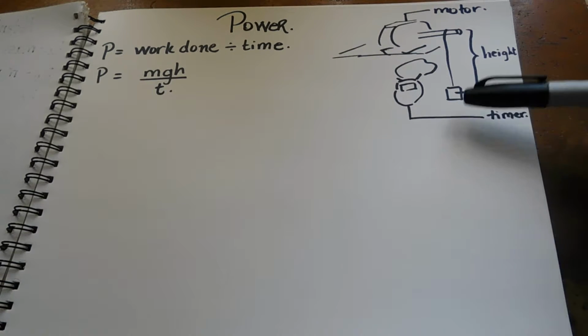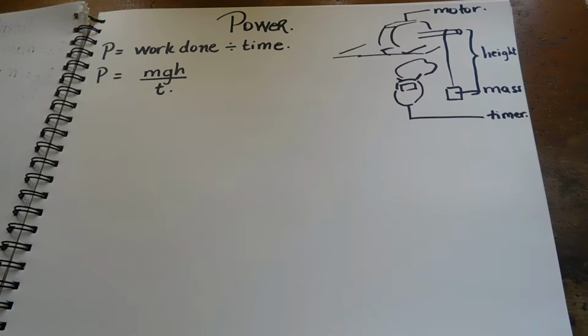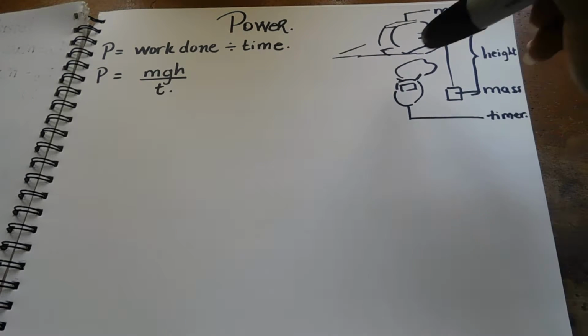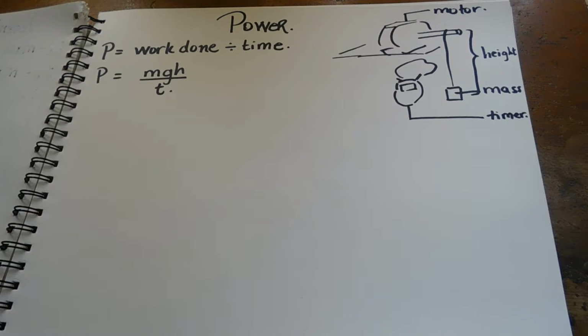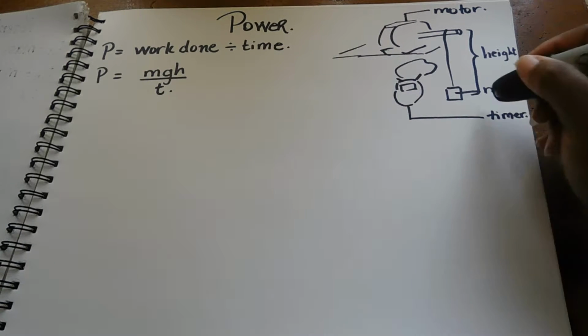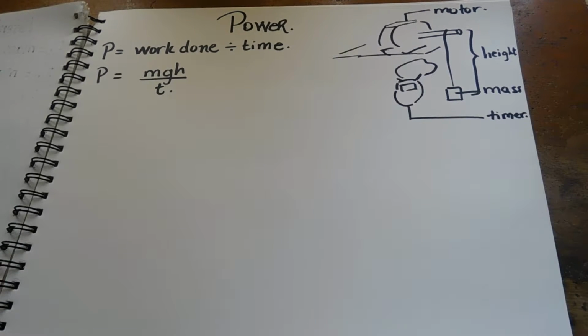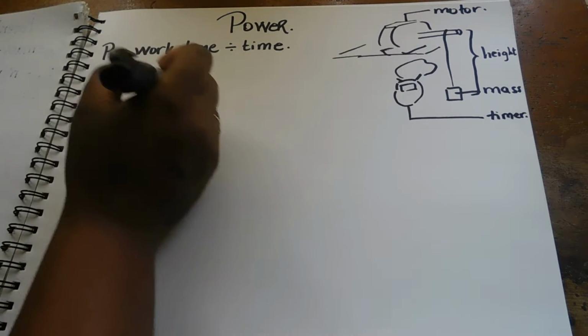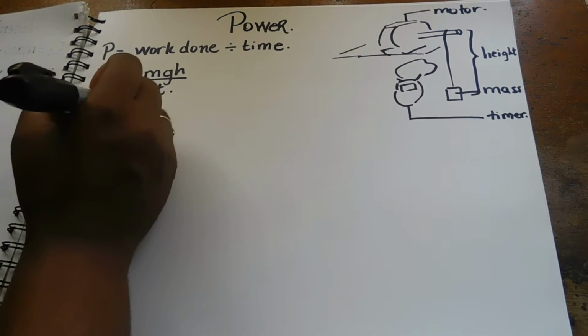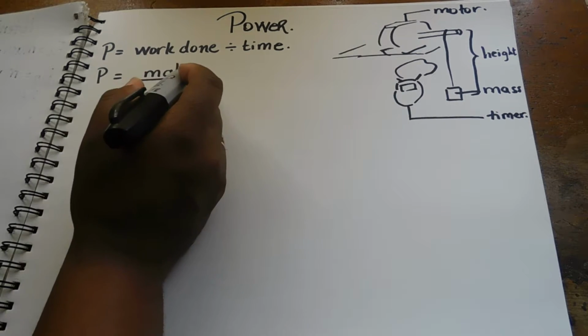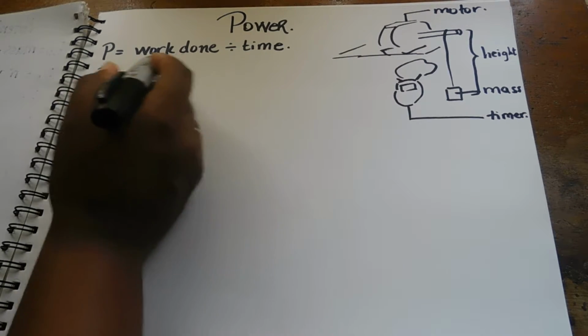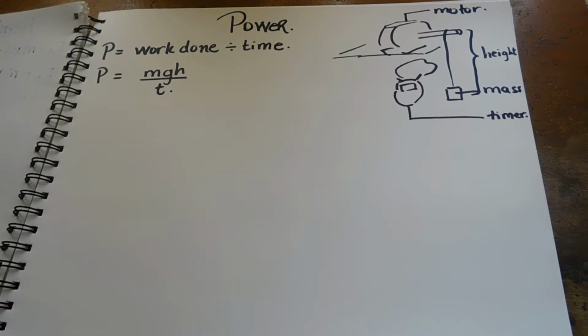Or you could just let it go from bottom to top, and you measure the height and time it at the same time, right? So it'll be mass, gravity, height divided by time. That's actually the work done, right? Now, power is equal to the mass, gravity, height over time. This is all what work done is equal to.